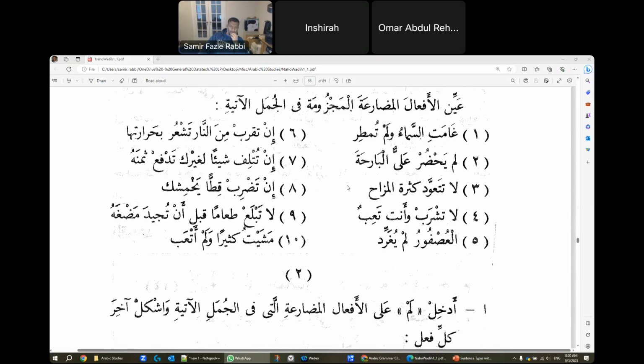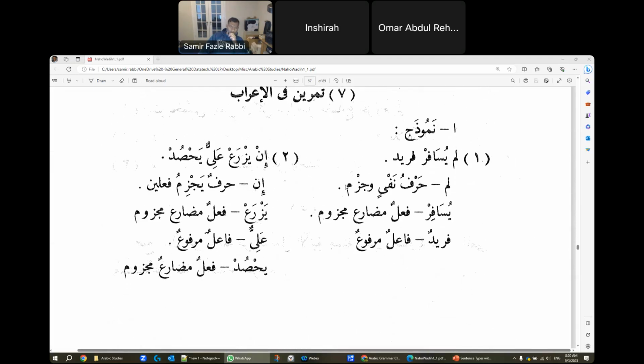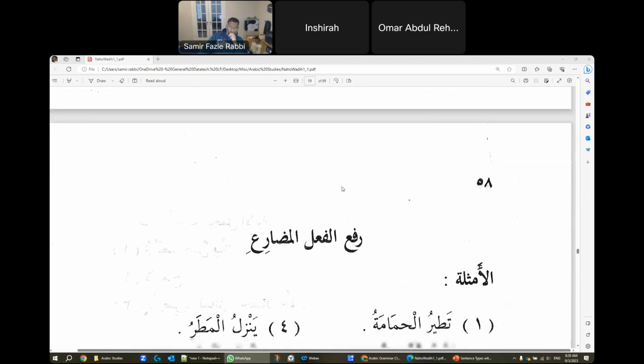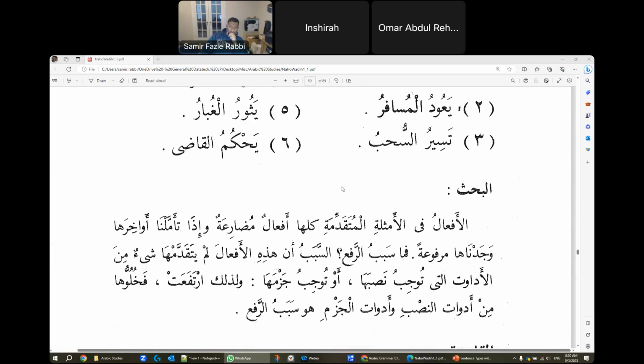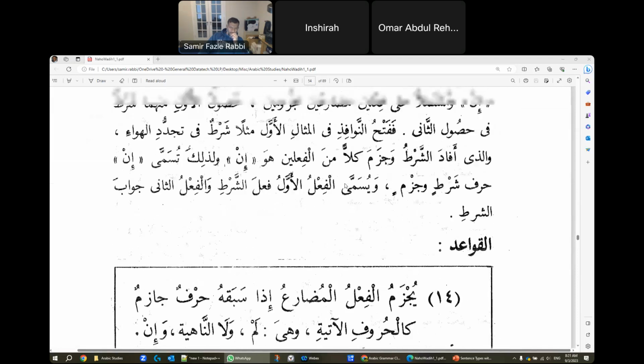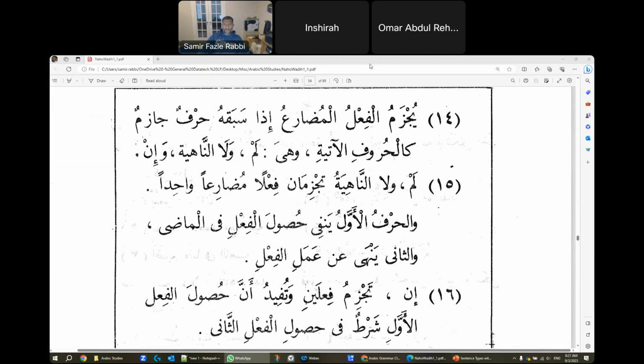Okay. Let me see here. I guess we might as well just cover it all. Maybe they're doing something different. But all right, let's just go through this rule, and then al-qa'id, the rules. Let's do a different color. No.